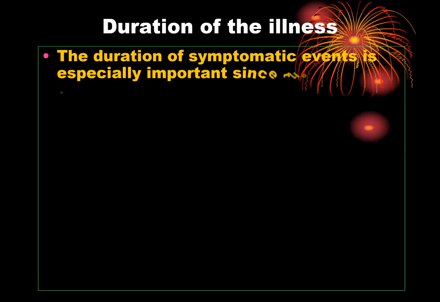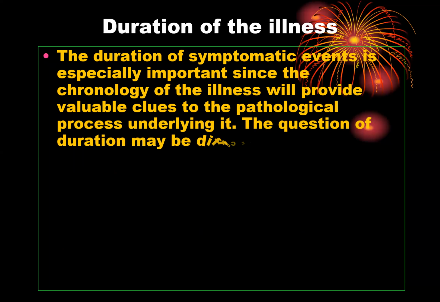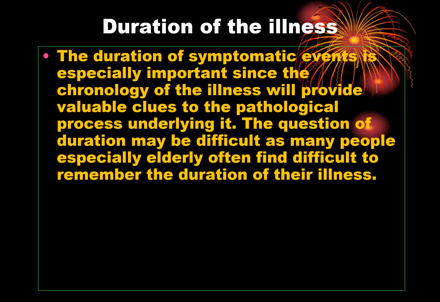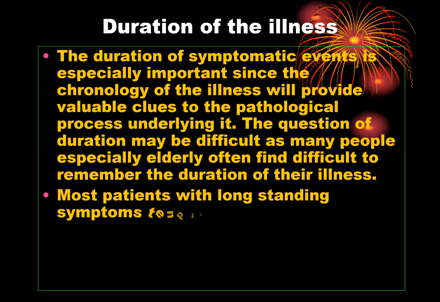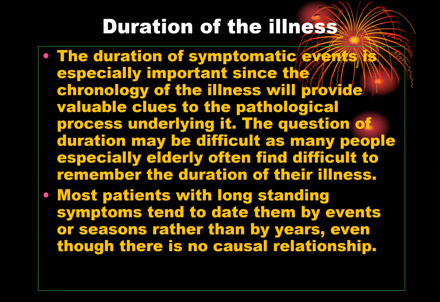The duration of symptomatic events is especially important since the chronology of the illness will provide valuable clues to the pathological process underlying it. The question of duration may be difficult, as many people, especially the elderly, often find it difficult to remember the duration of their illness. Most patients with long-standing symptoms tend to date them by events or seasons rather than by years, even though there is no causal relationship.